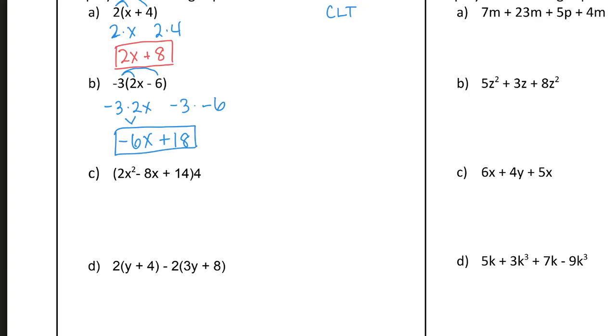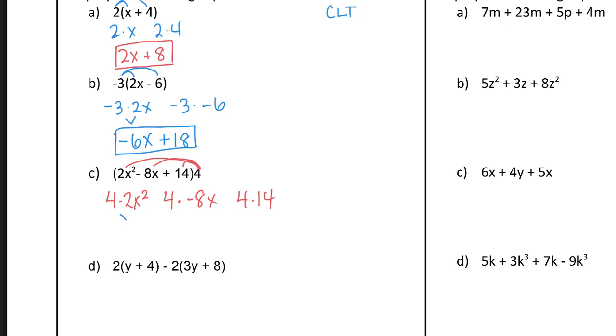All right, C, we're still distributing. We have this number on the outside. It doesn't matter if the number's at the end or in the beginning. We're still multiplying, so I'm going to distribute. So I'm going to do 4 times 2x squared, 4 times negative 8x, and 4 times 14.